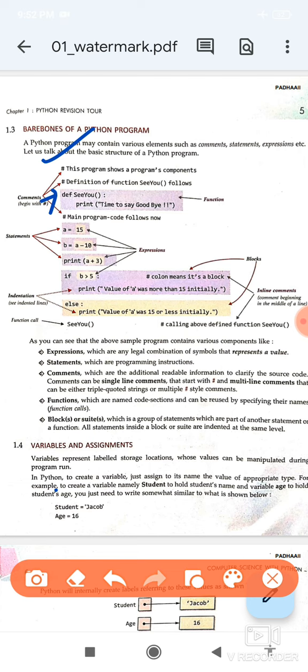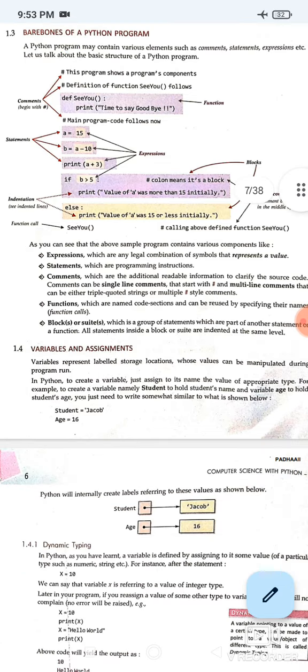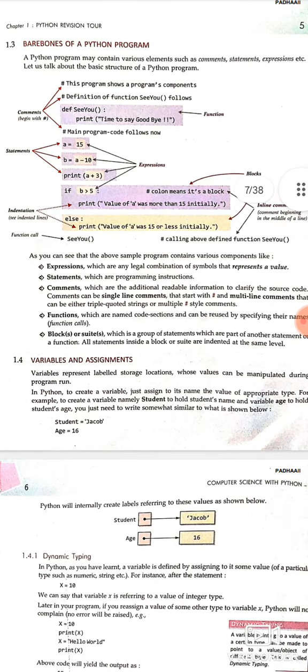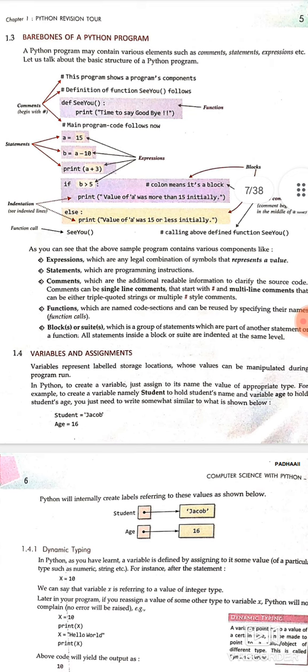Okay, next we have various statements. a is equal to 15, b is equal to a minus 10, where minus is an operator, print a plus 3. So various expressions are there. Expressions are any legal combination of symbols that represent a value, statements are programming instructions, and comments are additional readable information to clarify the source code.